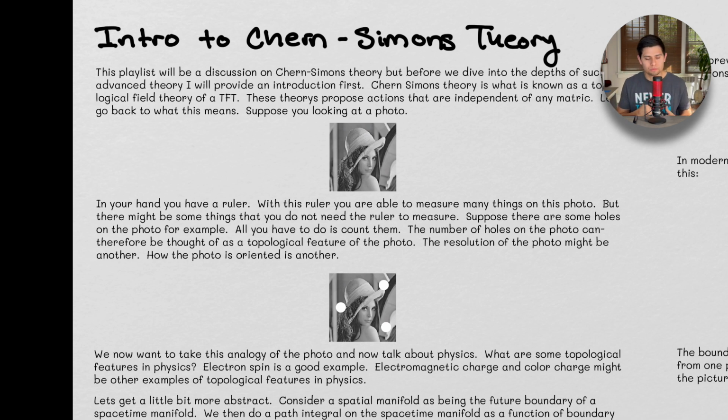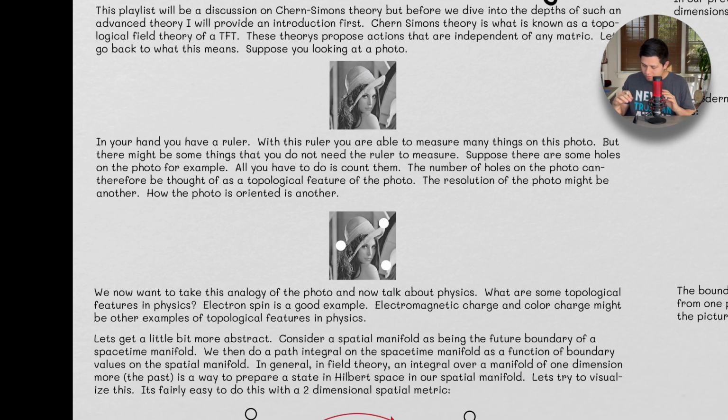Let's go back to what this means. We want to understand what it means to depend on a metric and to not depend on a metric. And we're going to do this by looking at a simple photo. If you're into Fourier transforms and all this stuff, whenever you Google Fourier transform of an image, this is the image you get of this woman, a random picture of a random woman. Suppose in one hand you have a ruler, and the ruler is the metric you use to measure distances on this picture.